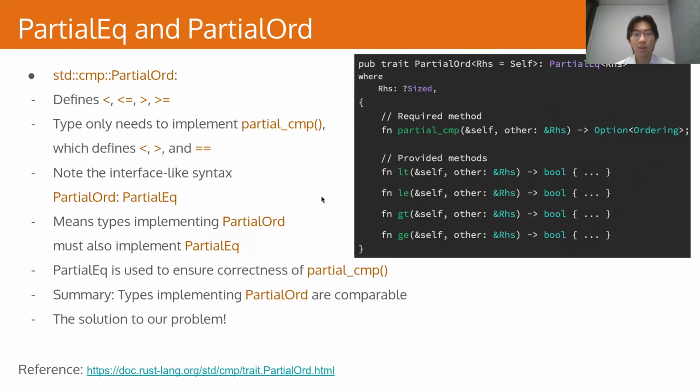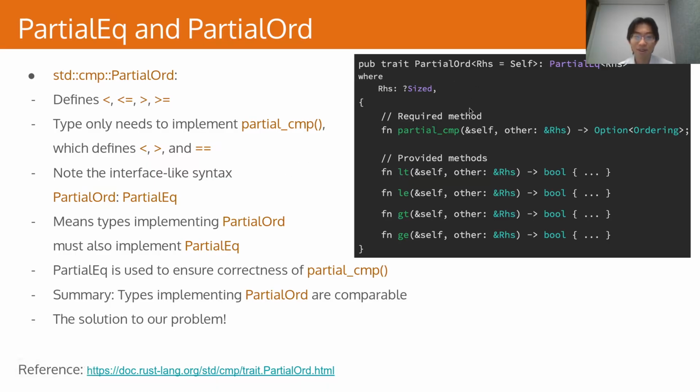Now I'll explain the PartialOrd trait, which defines these comparisons. This type only needs to implement partial_cmp, this function, and we get the provided methods for free. The partial_cmp only needs to define whether it's less than, greater than, or equal to, and that's what this Ordering enum is. It has three options: less than, greater than, equal to. The other thing to note is that types implementing PartialOrd must also implement PartialEq. This is used to check the correctness of partial_cmp: whatever partial_cmp says is equal, the eq function defined in PartialEq must also say they're equal.